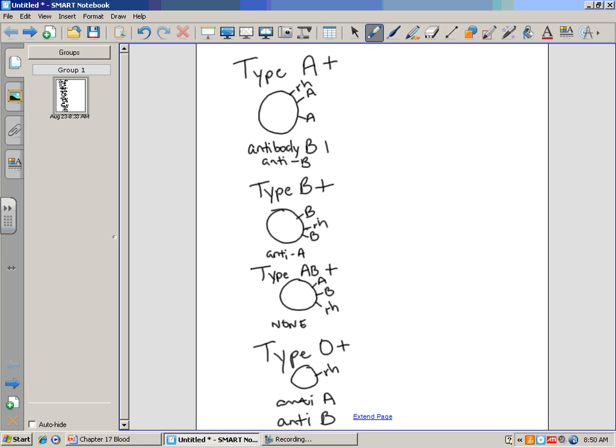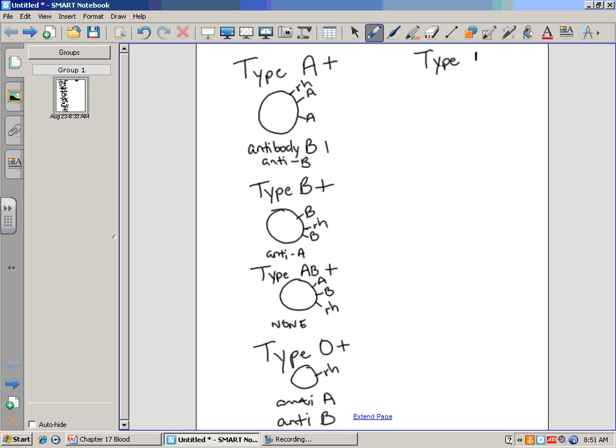Can anybody that has positive blood have an antibody against Rh? Think about that. If I have A's, can I have anti-A's? No. So since all these have Rh, can they have anti-Rh? No. Does everybody understand that sentence? All right, let's draw the negatives, and then we'll put the whole picture together.